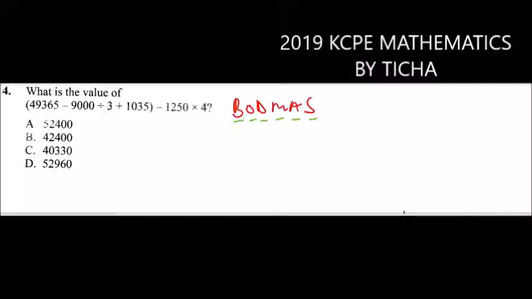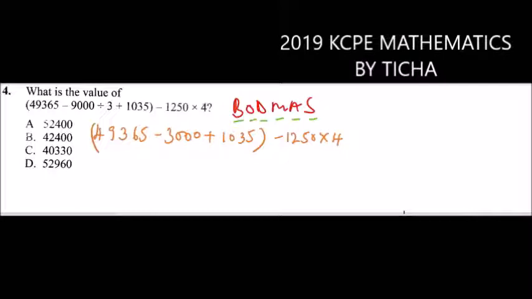So inside the bracket, we don't have of, we have division. So we start by dividing 9,000 by 3, which gives you 3,000. So our expression will be 49,365 minus 3,000, plus 1,035. You close the bracket. Then we have minus 1,250 multiplied by 4. So that is what you get.